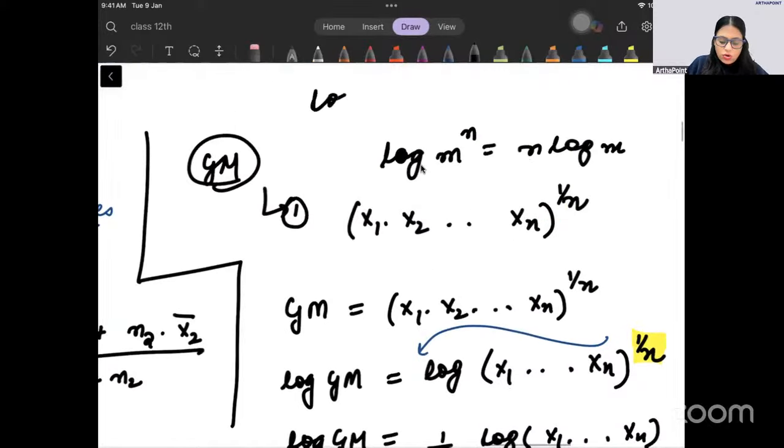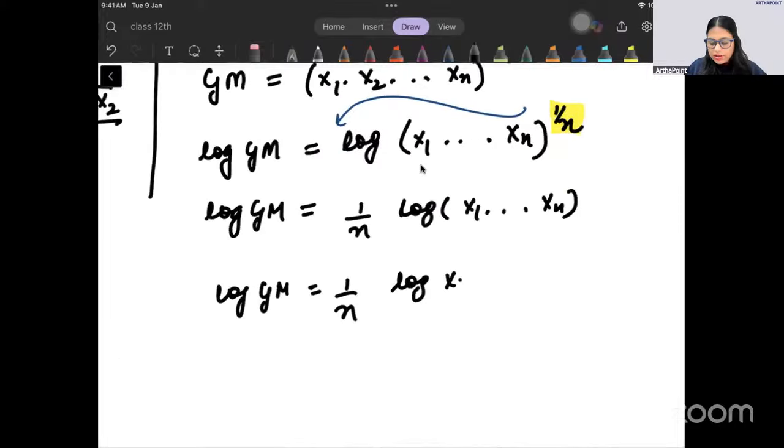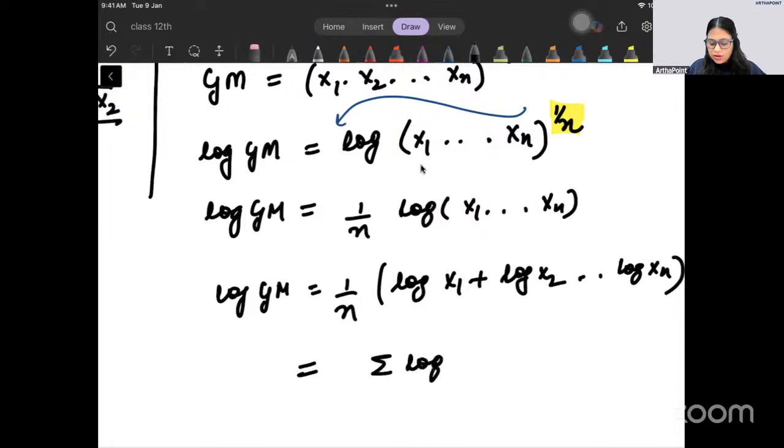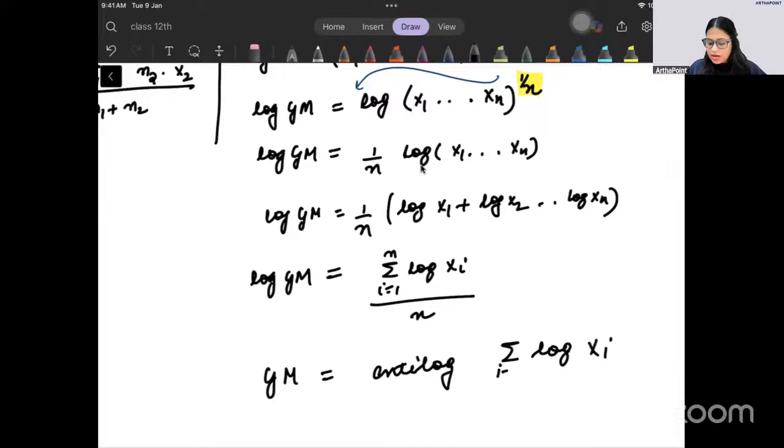Then I know that log mn is log m plus log n. So I can add them together. It will be log x1 plus log x2 till log xn. So this will be summation log xi, i from 1 to n, by n, equals log gm. So gm will be the antilog of summation log xi, i from 1 to n, by n. This is another formula.